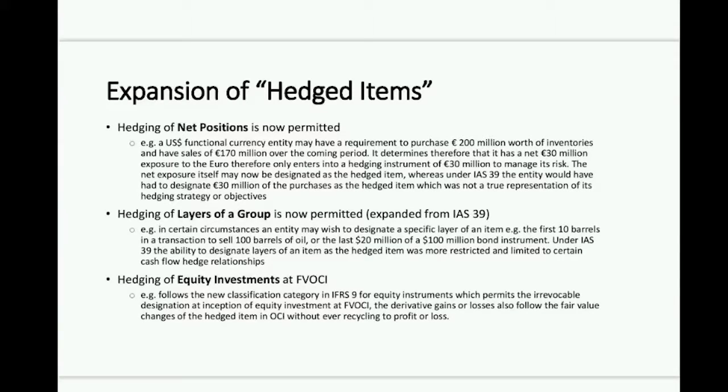So I guess this is not really revolutionary in the sense that if you create a new classification category, you need to try and accommodate how you account for the hedges that are associated with items that are classified in that category. And that's what this change effectively relates to.